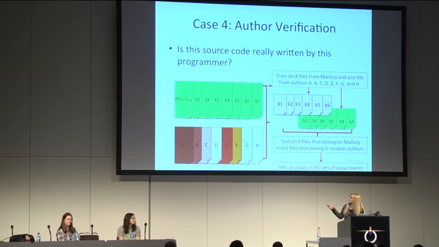And once we train on these 2 classes, here we have the code that Mallory claims to have written, and we have code from a bunch of other random authors. And in this task, we reach 93% accuracy in 80 different experimental setups. So that means that hundreds of different users with thousands of different files.